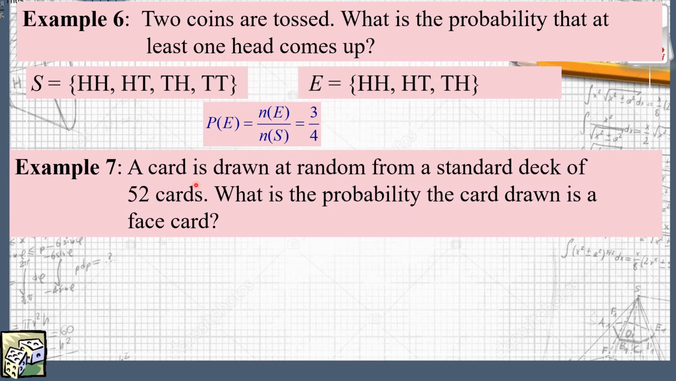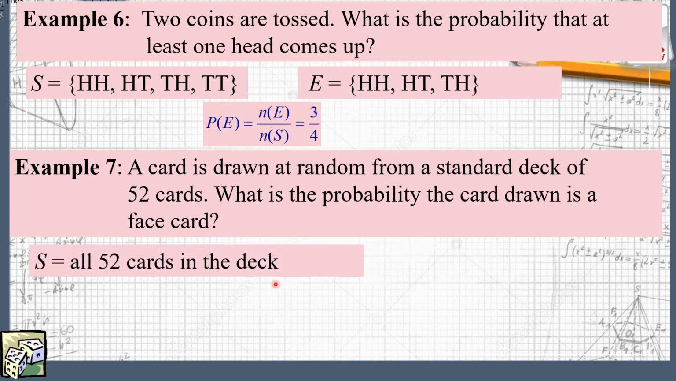Example number 7, a card is drawn at random from a standard deck of 52 cards. What is the probability that the card drawn is a face card? Ang face card natin ay mga jack, queen, and king. So, sa jack, may 4 na suit, same with queen and king. So, ibig sabihin, 12 lahat yung ating face card.